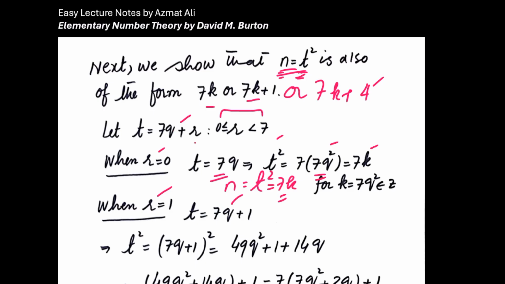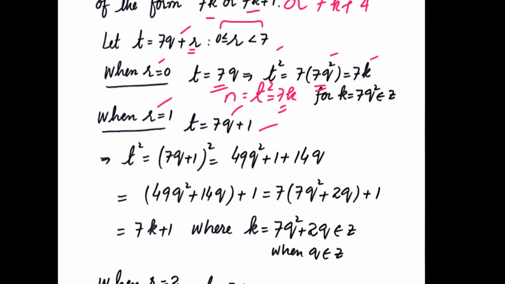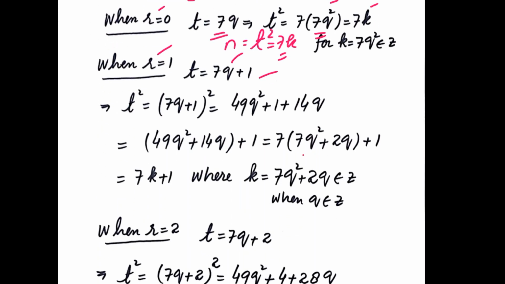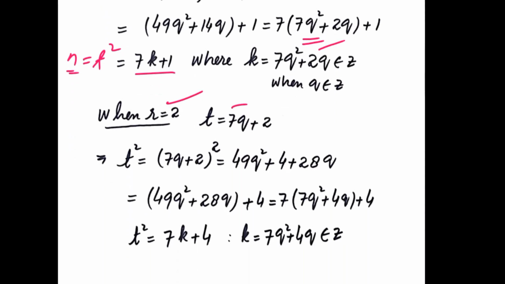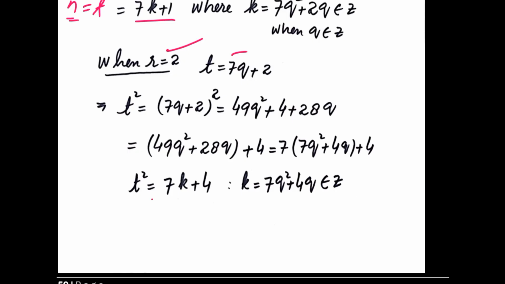Similarly, when the remainder r is 1, then t becomes 7q plus 1. By putting r equal to 1 here, taking the square on both sides, and after expanding the square and some algebraic manipulation, we can write t square is equal to 7k plus 1. Again, this is equal to n, hence n has the form 7k plus 1. When the remainder r is 2, by taking the square of this number and after some algebraic calculation, we have t square equal to 7k plus 4.